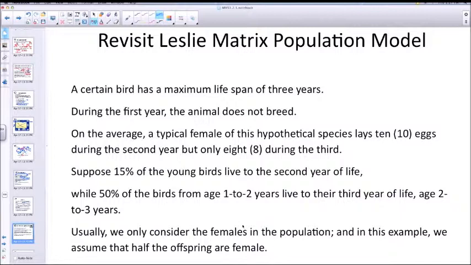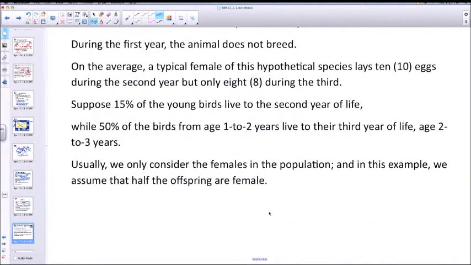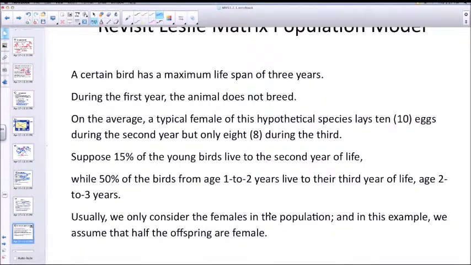Okay, I have 15 minutes to revisit our Leslie matrix model. That's an interesting thing. It took me a couple of hours to figure out all those details. Back to the one particular example. That bird has a maximum of 3 years of lifespan, so we are talking about an age-structured model.